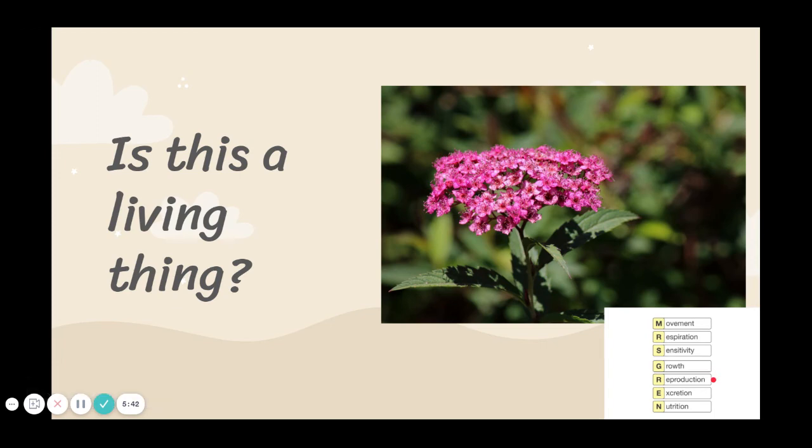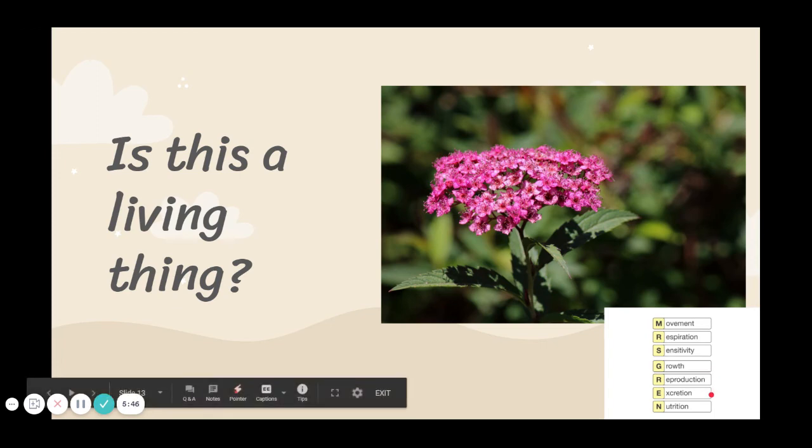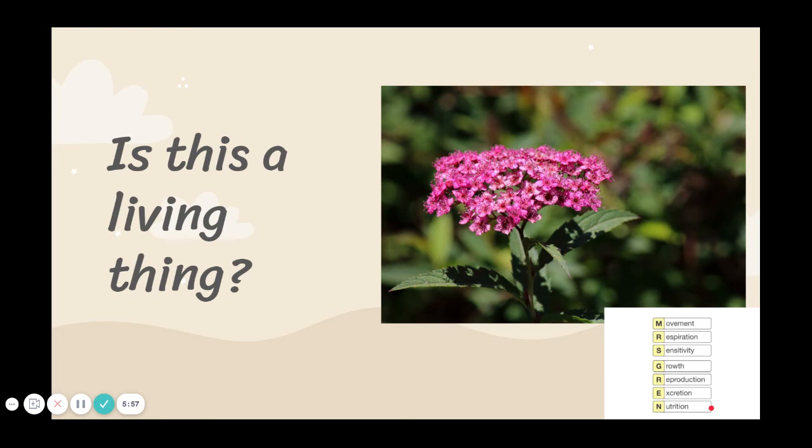They reproduce, they produce new flowers. They excrete by getting rid of chemicals out of their stems. And they get nutrition from the ground. So they don't eat like us through a mouth, they soak it all up through their roots.